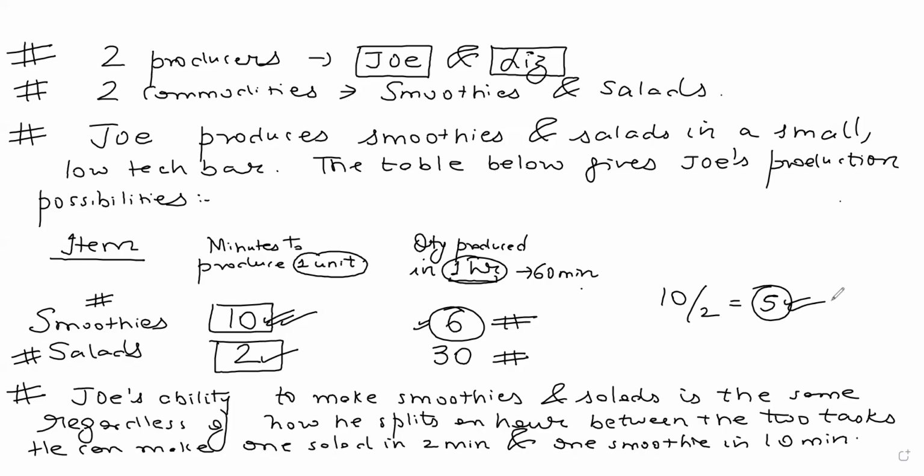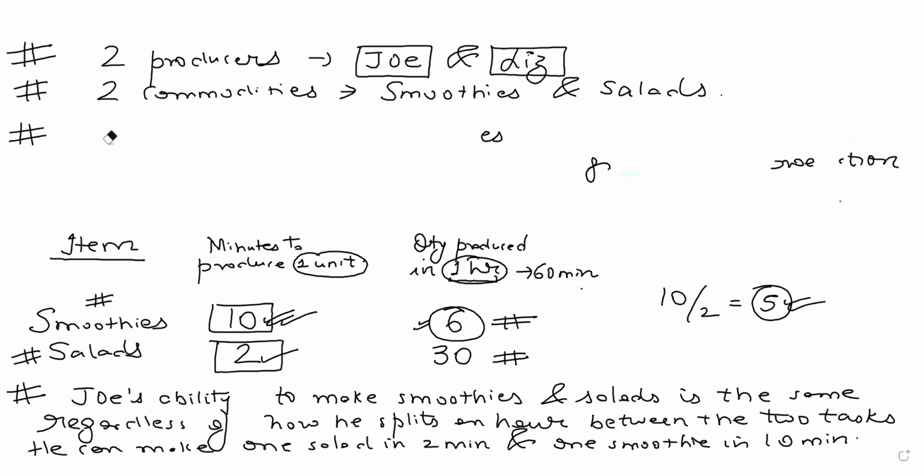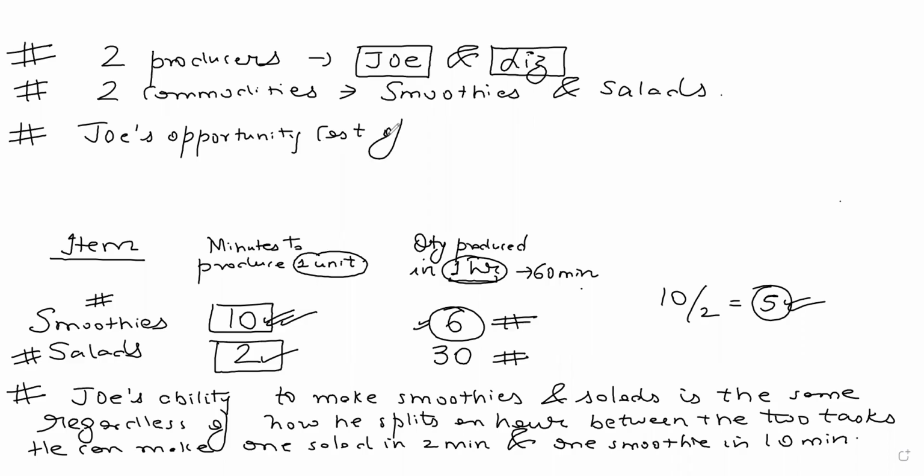So I can write that Joe's opportunity cost of producing one smoothie is 5 salads.